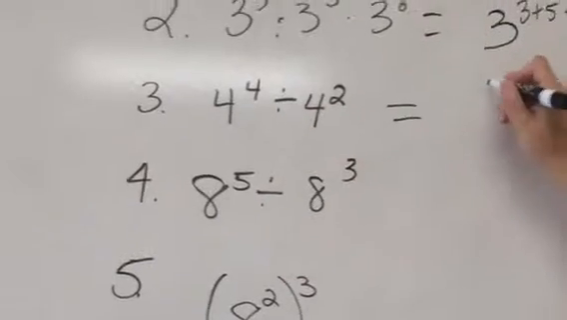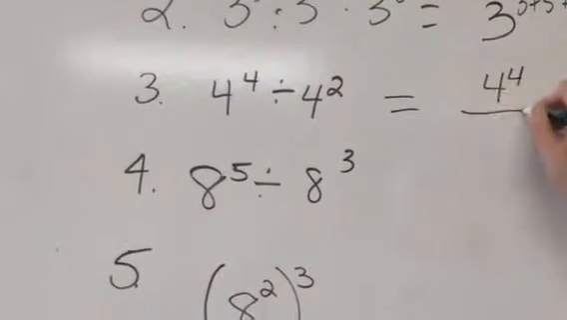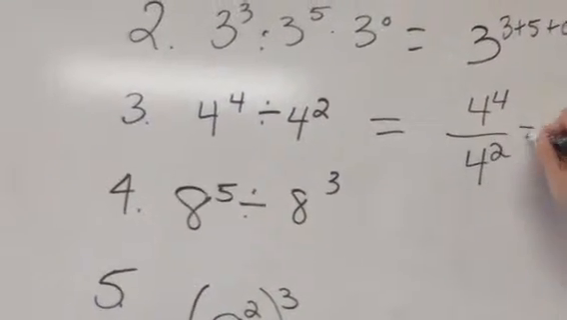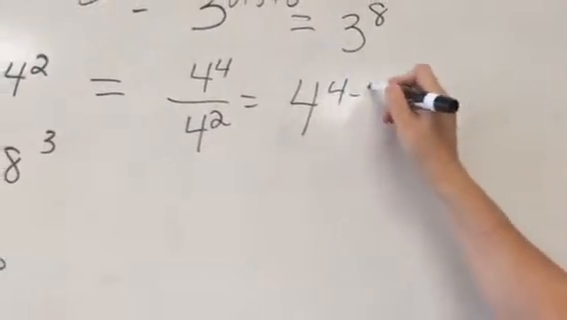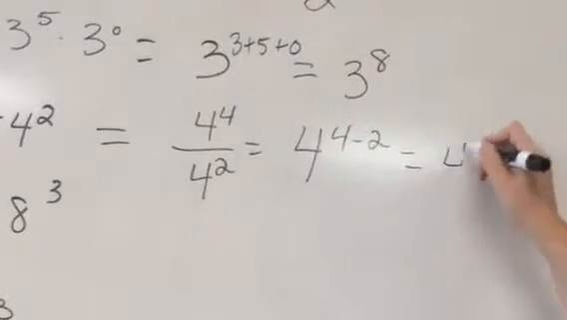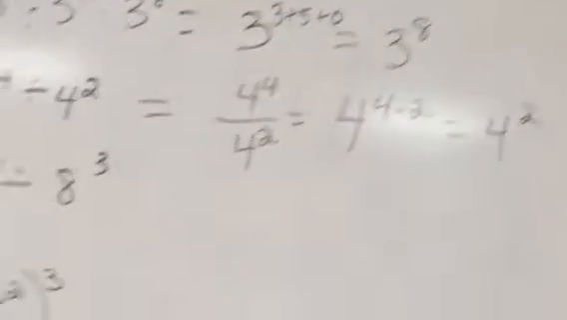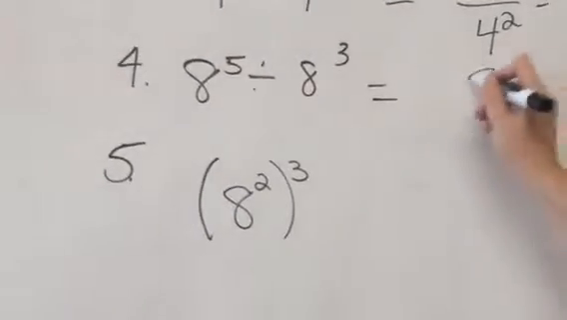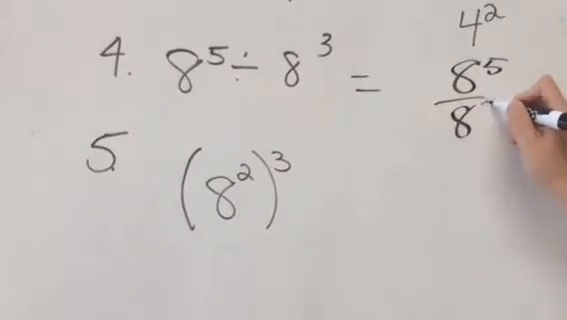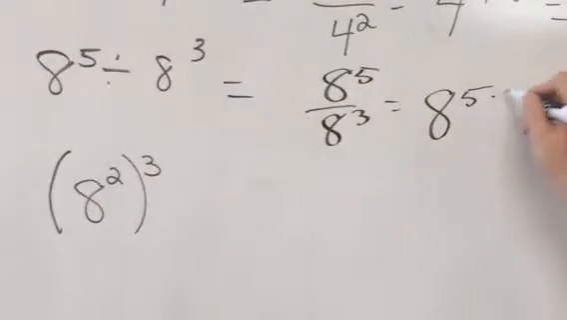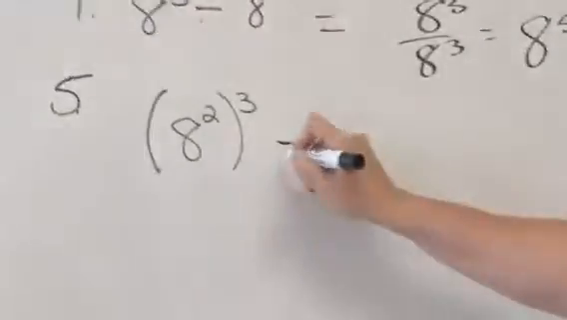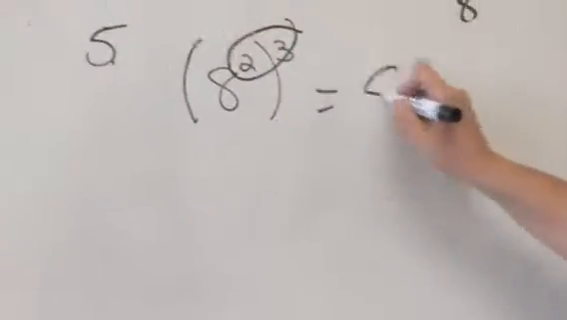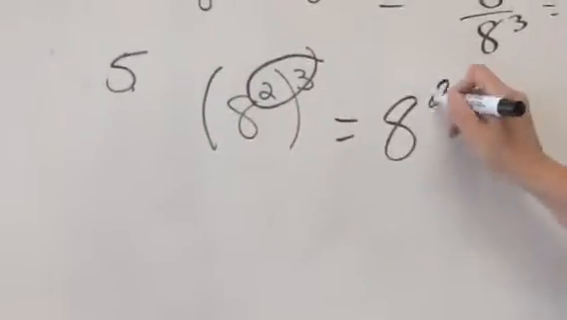Okay, now I have a division problem. 4 to the 4th divided by 4 squared. What do you do? You subtract. 4 to the 4 minus 2 equals 4 to the 2nd power. Okay, how about here? 8 to the 5th over 8 to the 3rd equals 8 to the 5 minus 3 equals 8 squared. And your last one, what do I do with this? I'm going to multiply those. 2 times 3 equals 8 to the 6th.